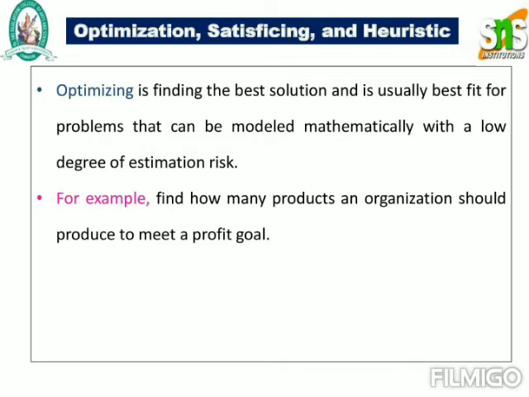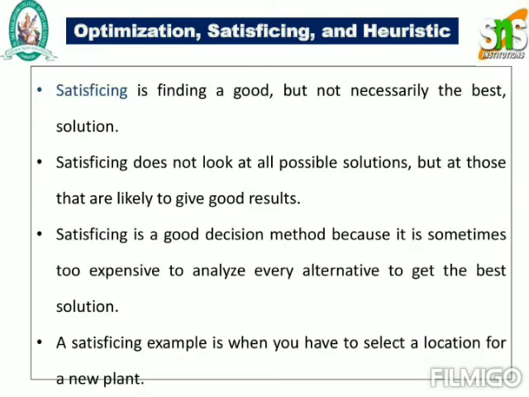Optimization is defining the best solution and is usually the best fit for a problem that can be modeled mathematically with a low degree of estimation risk. For example, finding how many products an organization should produce to meet a profitable goal. This is the example for optimization.